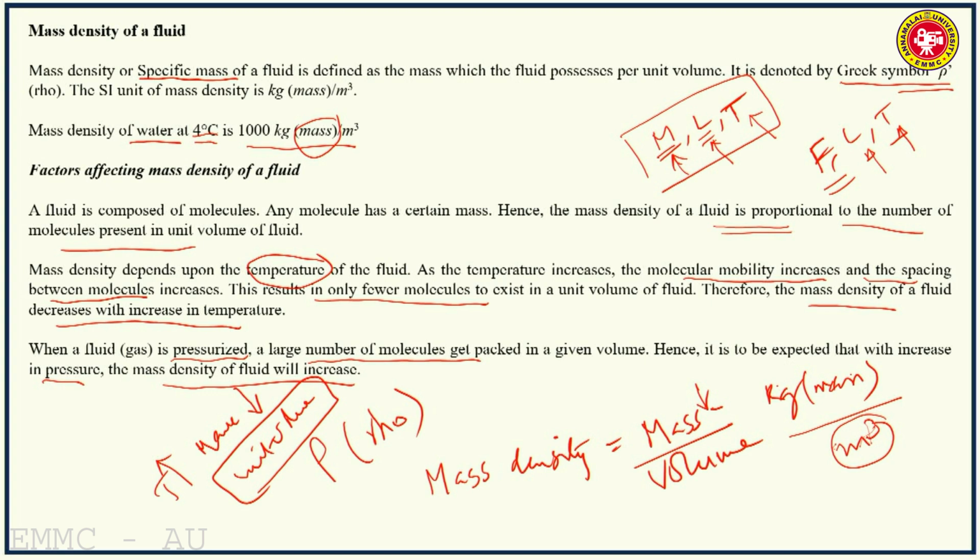Now mass density of fluid. Again I recollect the definition: we defined mass density as mass per unit volume. The SI unit of mass is kilogram, and the dimension is M. Volume, as I said, is meter cube, which means L cube. So the dimensions of mass density will be M L power minus 3, or M divided by L power 3.